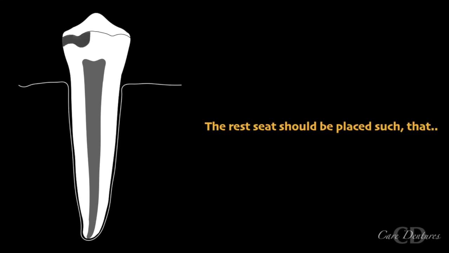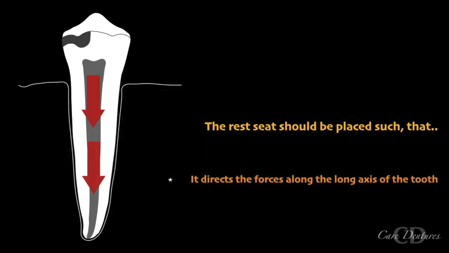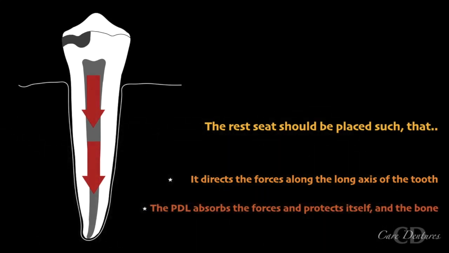Let's locate a favorable position for a rest seat on the abutment tooth. The rest seat should be placed such that it directs the functional forces along a favorable direction, which usually is along the long axis of the tooth. This direction is supposedly in an orthodontically favorable direction. Also, the PDL fibers are in a better position to absorb these forces, and in turn it itself is protected against breakdown, which is further conducive towards the health of the alveolar bone.